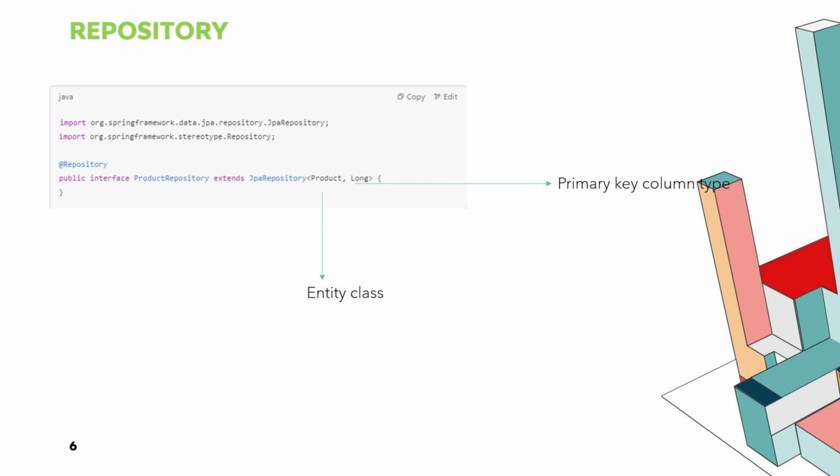For that, I will be creating my own repository interface, which extends JPA repository. We should not use CRUD repository, we should use JPA repository, and we should be using Product as the entity and Long as the primary key column type.